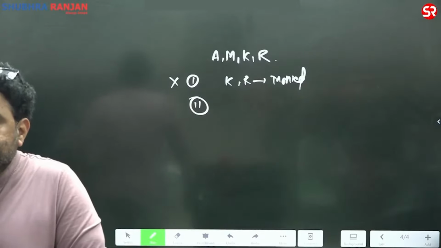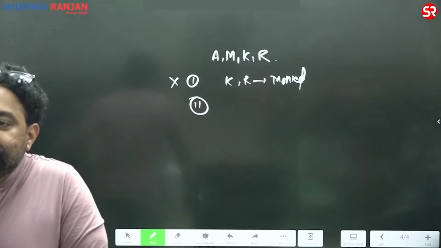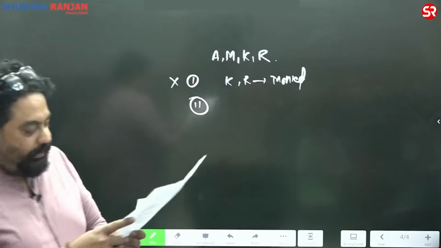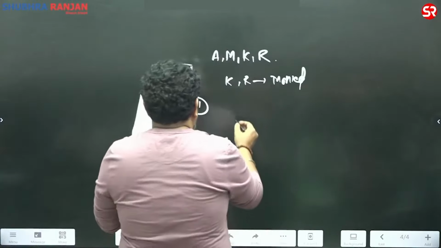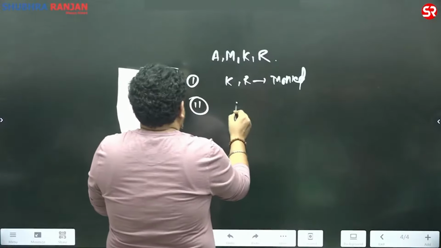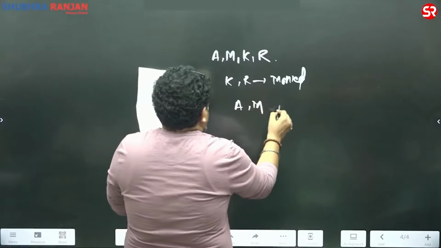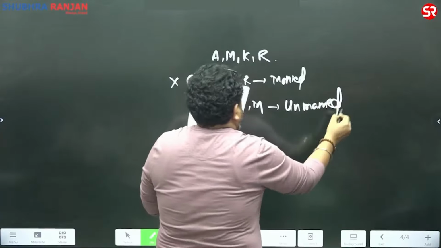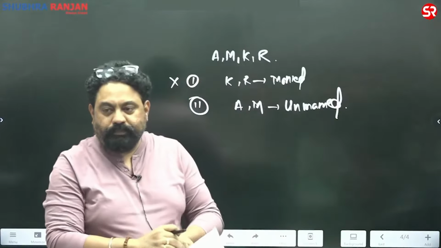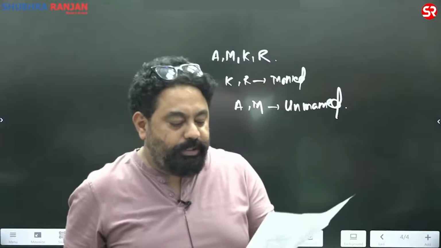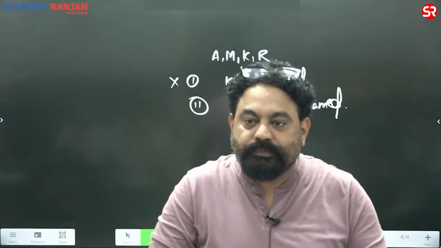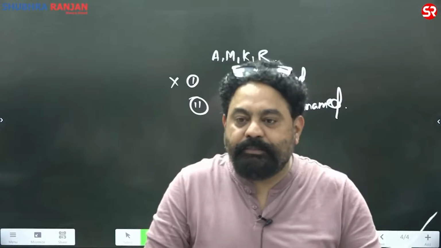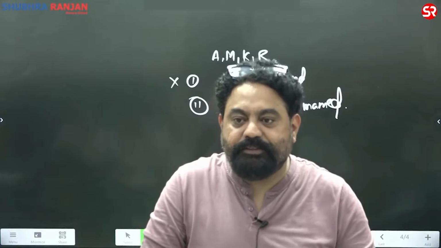"At least one of them is married" is a false statement. What would be the true statement? None of them is married, which means Anil and Milind are unmarried. Change "at least" to "at most". "At least one of Anil and Milind is married" is a false statement.